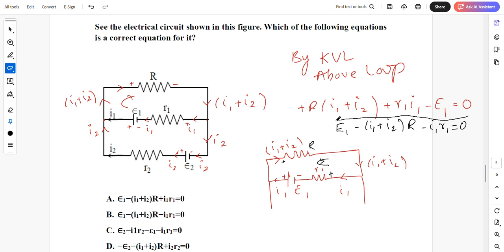If I apply KVL for the above loop, I am getting it like this. See which is the correct answer. E1 minus, no, minus is wrong, this is wrong. E1 minus of I1 plus I2 into R minus I1 R1 is equal to 0, right? This is the correct answer. Hope you have understood.